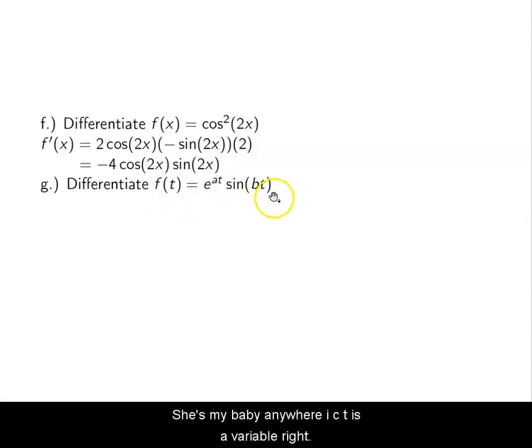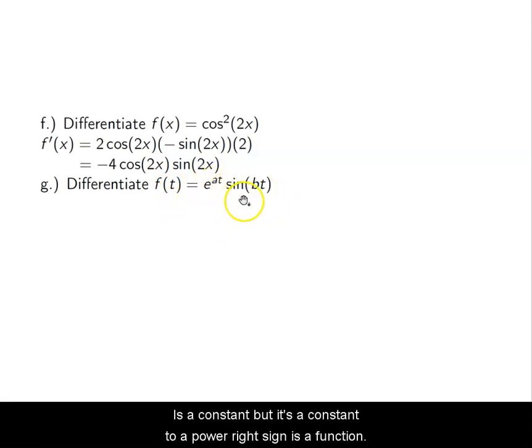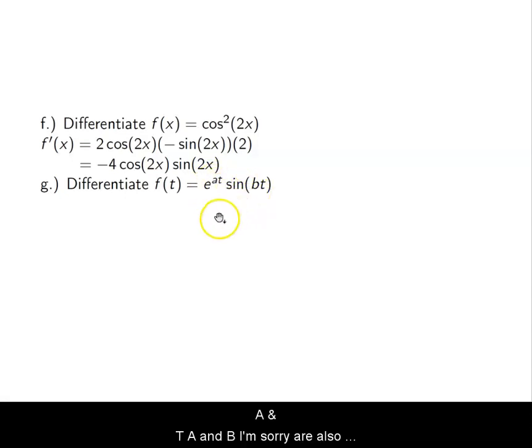So it's important to understand what my variables are and what my constants are, right? t is my variable. Anywhere I see t is a variable, right? e is a constant, but it's a constant to a power, right? Sine is a function. a and b are also constants. They're real values. So it's important to say, okay, well, what are my functions? e to the t is a function. Sine of t is my function.